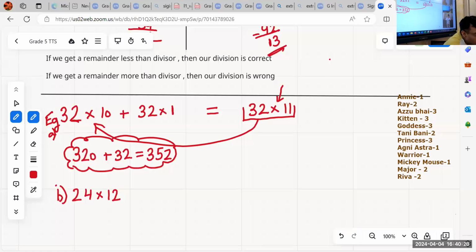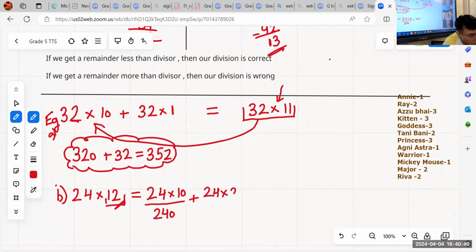So in my mind, I will break this number into two parts, 10 and 2. So in my mind, I will multiply 24 times 10, which is 240. And then I have to multiply with 2 also. So 24 times 2 is 48. So I will get my answer 288, everything in your mind. Can you try doing this, kids?